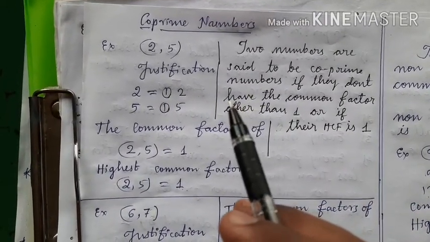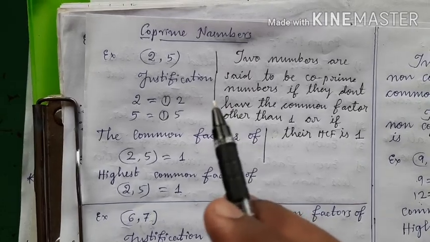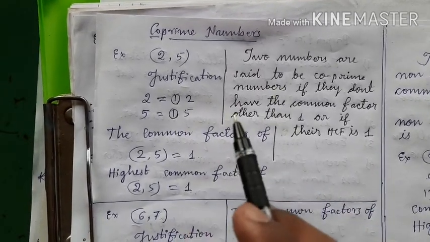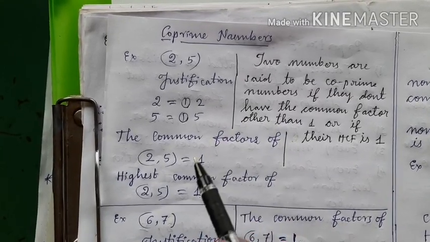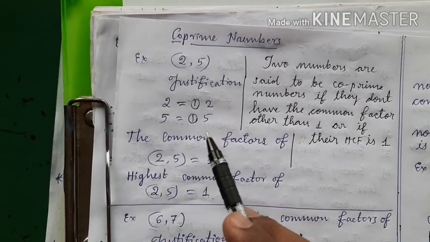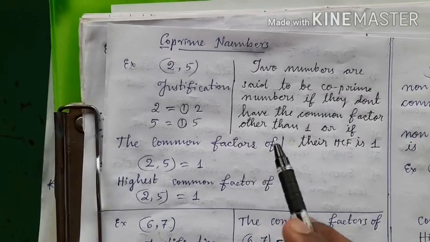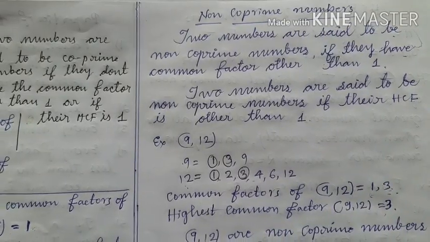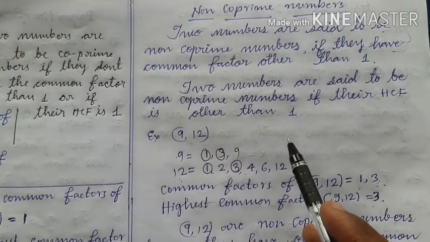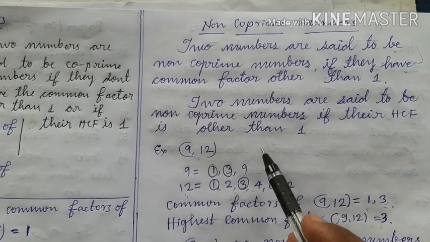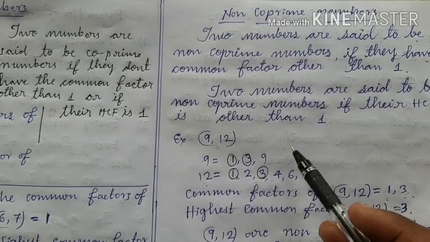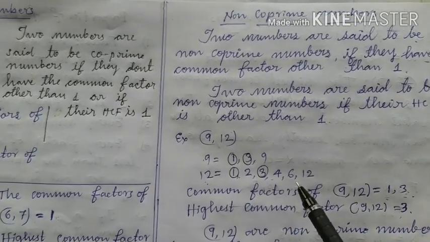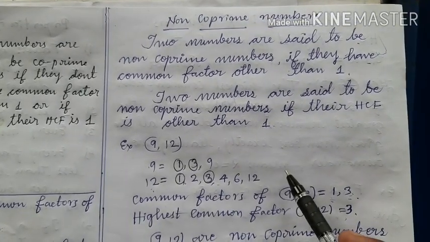So children, we can conclude that two numbers are said to be coprime if they do not have a common factor other than 1 or if their HCF is equal to 1. And two numbers are said to be non-coprime numbers if they have a common factor other than 1 or if their HCF is other than 1. Okay?